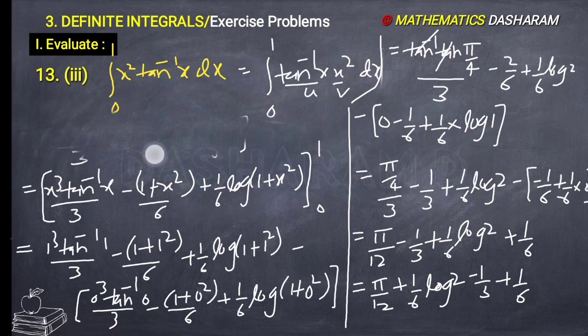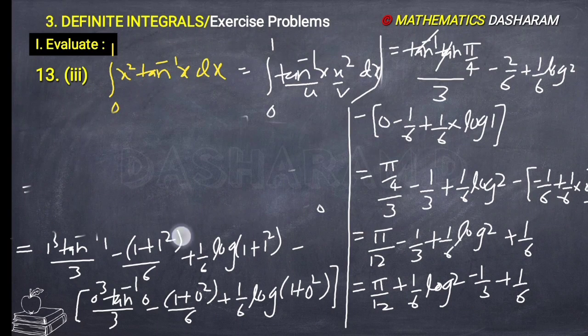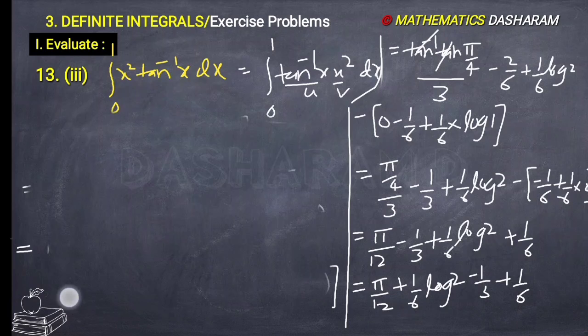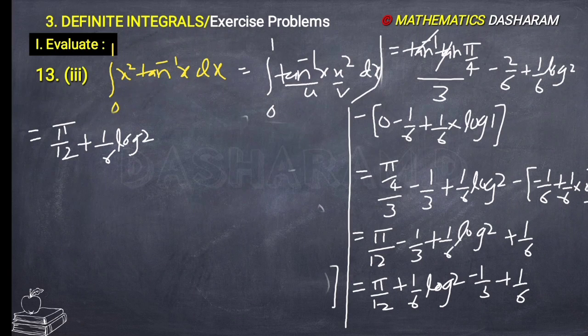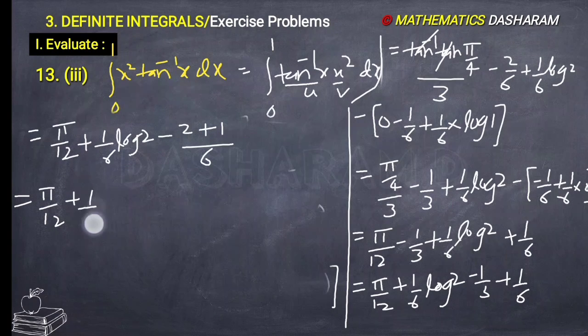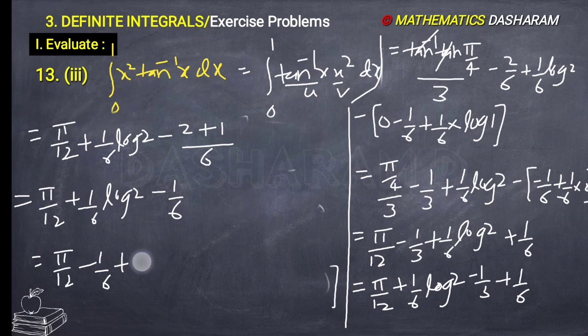Let's simplify minus 1 by 3 and plus 1 by 6. Then it is equal to pi by 12 plus 1 by 6 into log 2. Here the LCM is 6, so minus 2 plus 1. So it is equal to pi by 12 plus 1 by 6 into log 2 minus 1 by 6. So pi by 12 minus 1 by 6 plus 1 by 6 into log 2 is our required answer.